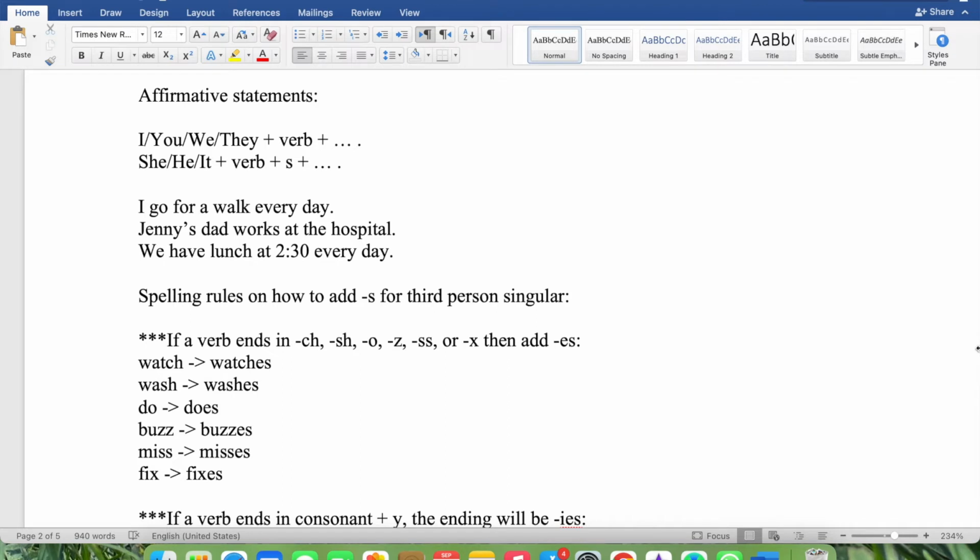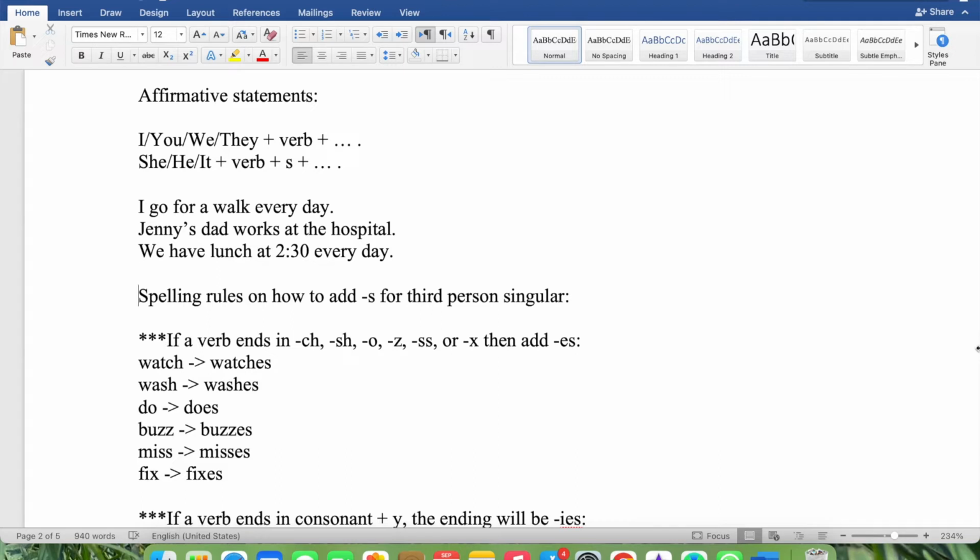Okay, let's discuss the structure of the simple present tense, starting with affirmative statements. The subjects I, you, we, they use the simple or base form of the verb. Third person singular subjects she, he, it use verb plus s. For example, I go for a walk every day. Jenny's dad works at the hospital. We have lunch at 2:30 every day.